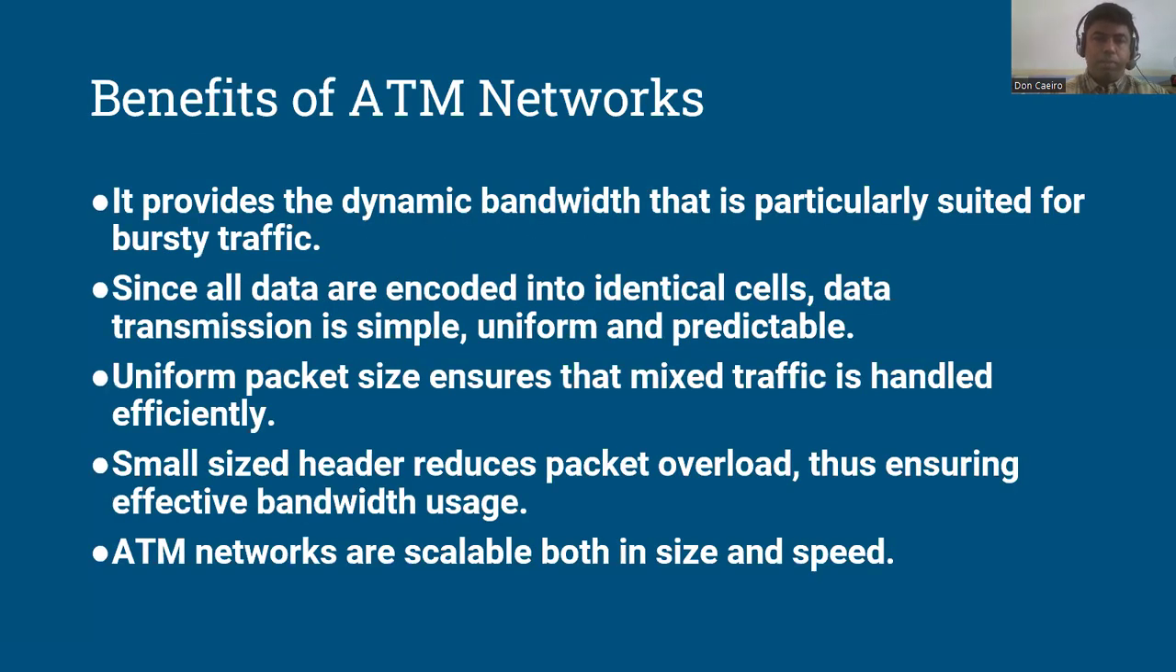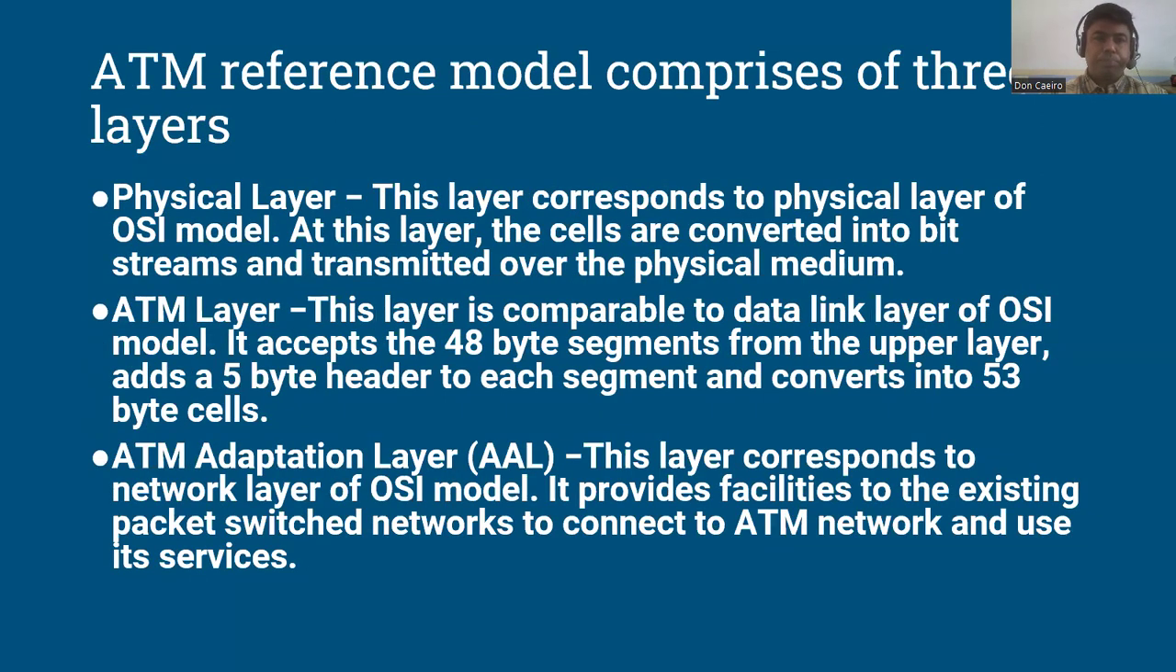Now, what are the benefits of ATM networks? It provides dynamic bandwidth that is particularly suited for bursty traffic. Since all data are encoded into identical cells, data transmission is simple, uniform, and predictable. Uniform packet size ensures that mixed traffic is handled efficiently. Small size header reduces packet overhead, thus ensuring effective bandwidth usage. ATM networks are scalable, both in size and speed.